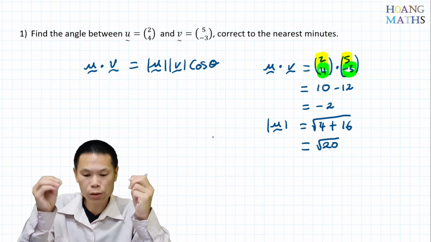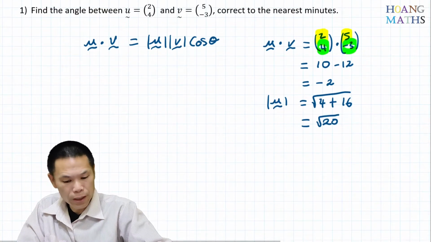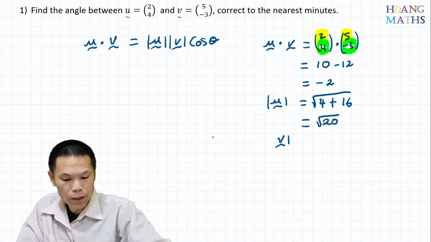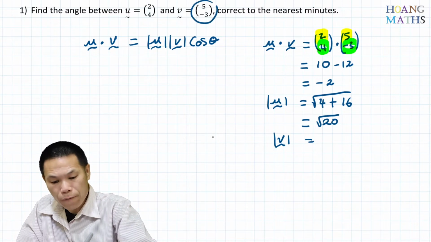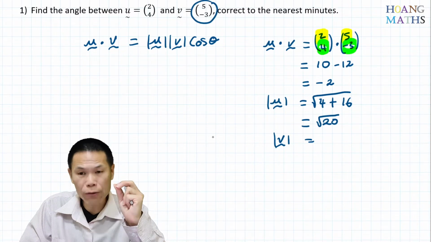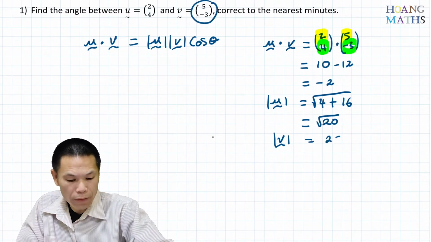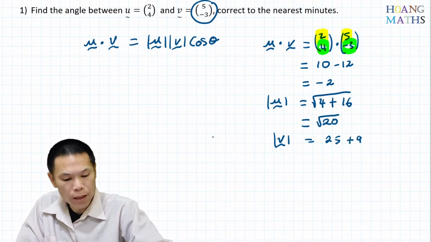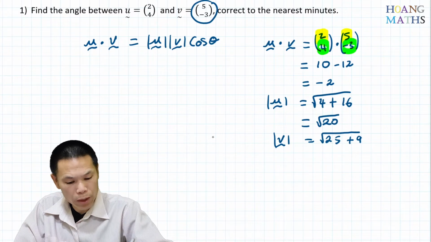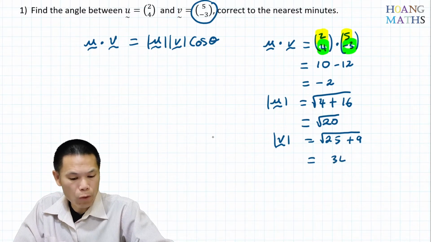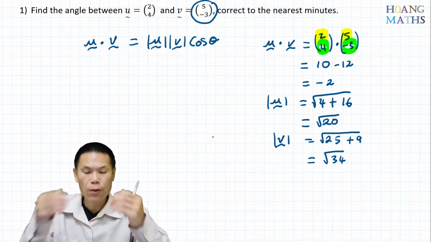So now we just need to find the magnitude of v. So the magnitude of v, v is (5, -3). So 5 squared is 25, and -3 squared is 9, which we add to find the magnitude. So that would give me 34. So square root of 34.